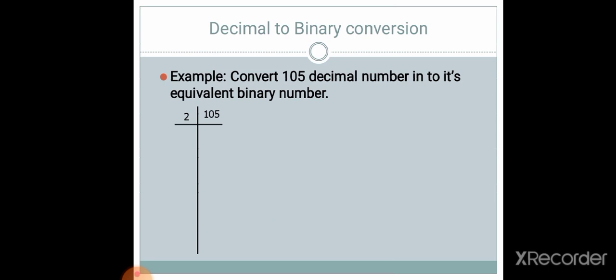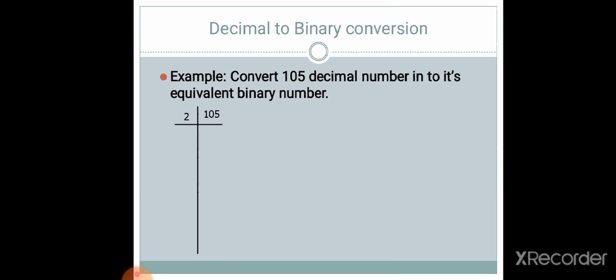So the first example is given: convert the decimal number 105 into its equivalent binary number. This is simple, because we are going to convert this number into binary, so we have to divide the given number by the base of the binary number system. Here the decimal number 105 is given, and we have to convert it into binary, and the base of the binary number system is 2. So we'll take 2 to divide our decimal number, right? That's why we are dividing 105 by 2, right?